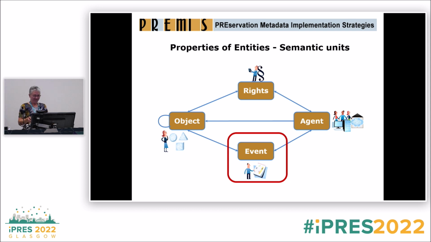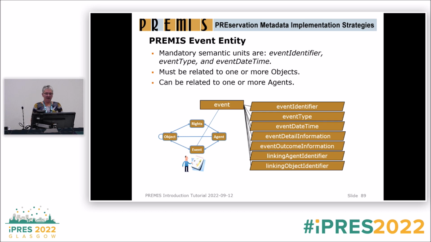Okay, events. For events, we again have the identifier and the type as mandatory, but we have another mandatory field, and that's the date and time, because we need to know when this event happened, otherwise it doesn't make sense to record the event. The rest is optional. An event must be related to one or more objects, or can be related to one or more agents. It's the same pattern with the identifier, type and value. Event type I will come back to. The date and time are straightforward.